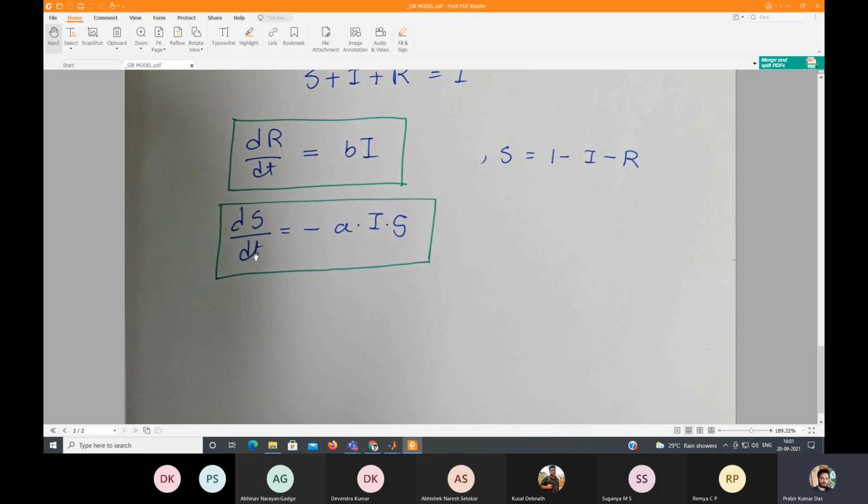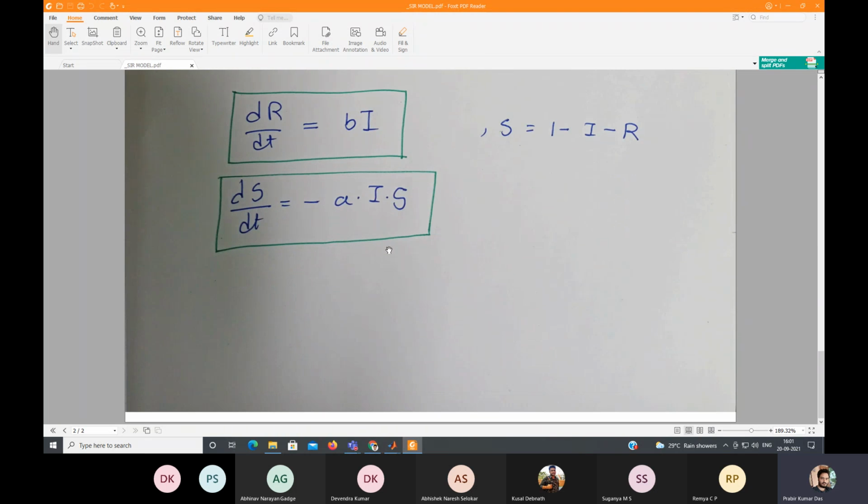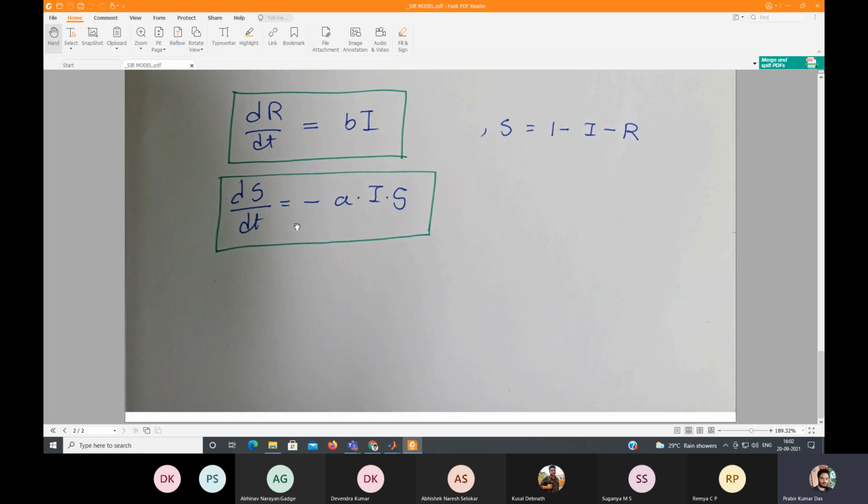And DS/DT, what should be our DS/DT? So see, this is our S compartment. From our S compartment, A into I into S are getting infected. So we have to make it negative, because in this rate, susceptible people are getting infected, so it is reducing from this compartment. So DS/DT is equal to minus A into I into S.